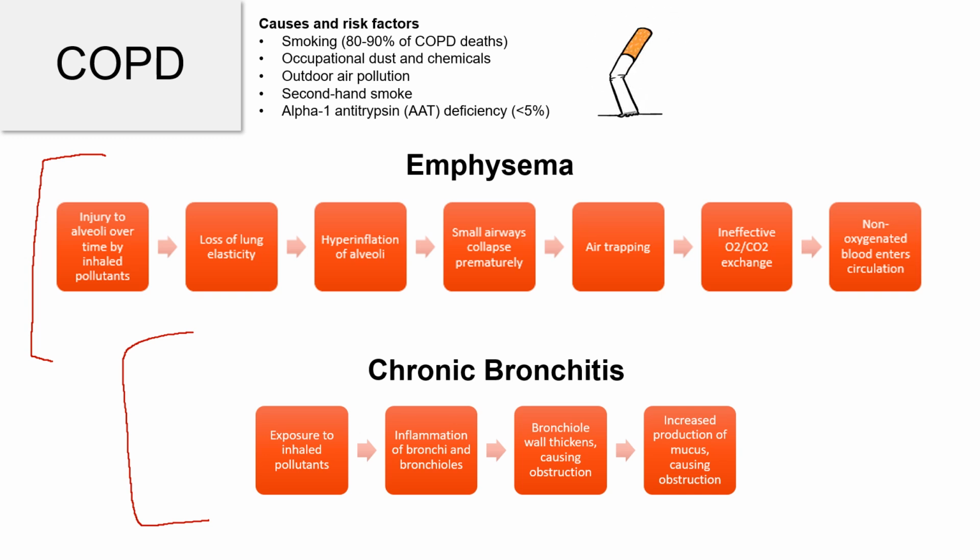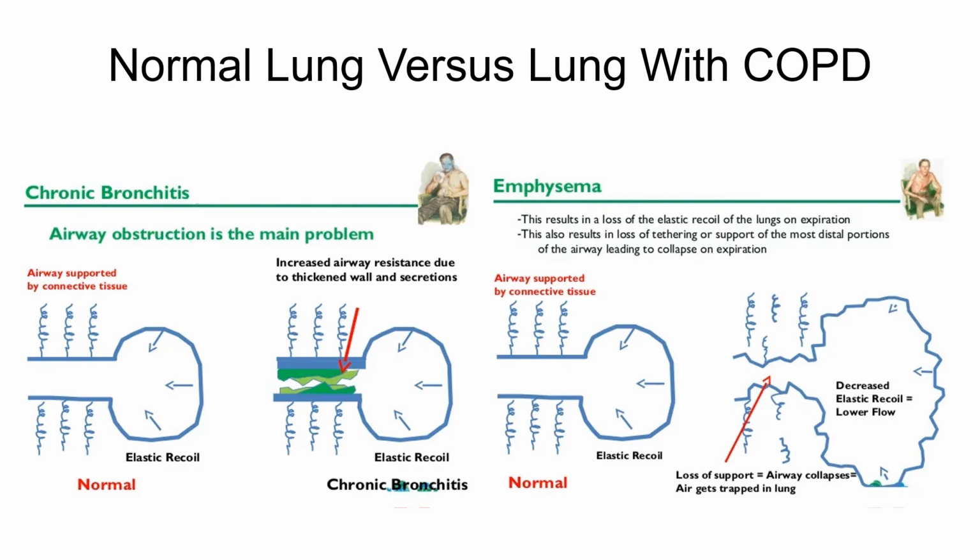Then with chronic bronchitis, we have the same thing: exposure to some type of inhaled pollutant. Again, we're going to say cigarette smoke. That causes inflammation of the bronchi and bronchioles. The walls thicken, which causes obstruction. There's also increased production of mucus, contributing to obstruction. So that is COPD. Emphysema and chronic bronchitis fall under COPD. Sometimes patients have more emphysema, some have chronic bronchitis, and some have a mixture of both, but both are considered COPD.